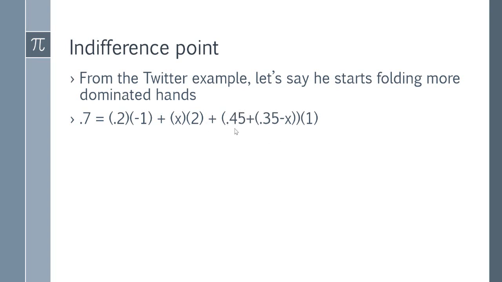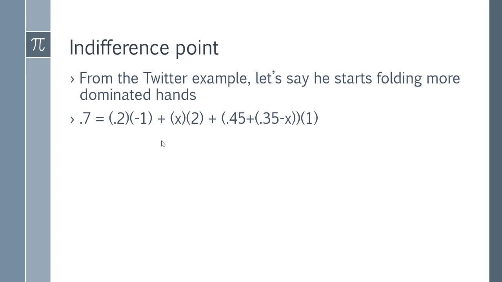It can't stay at 45. So although we've only added one variable, we have to put the variable in two places in order to keep the percent of the overall options, or the overall things that can occur, to 100%. So you can see here, if this was 35%, if he's always calling with 100% of those dominated hands, 0.35 minus 0.35 would equal 0.